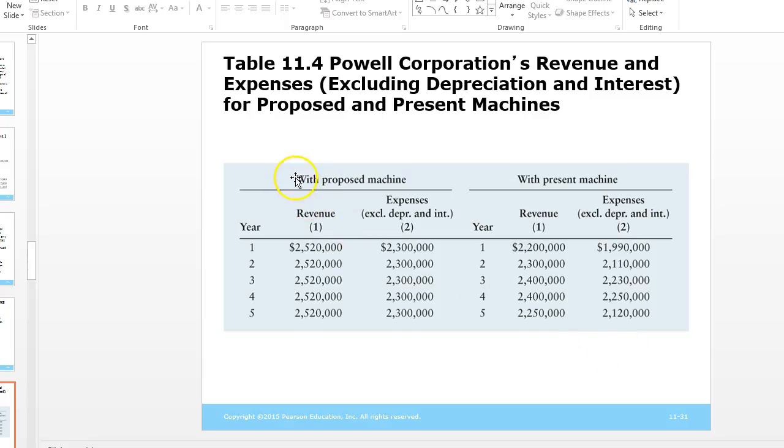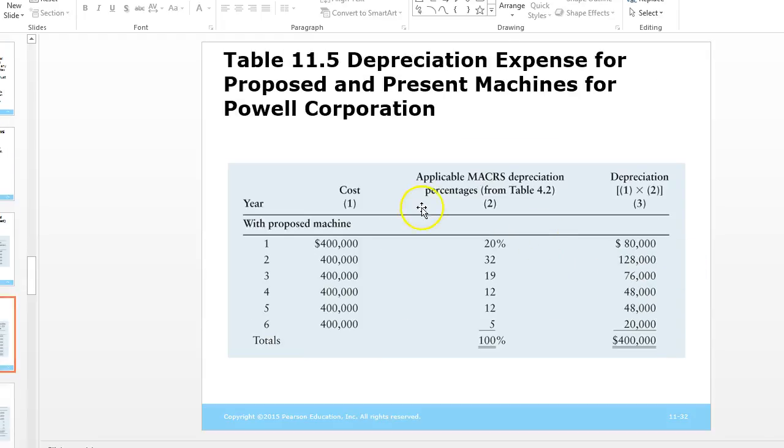And you'll notice here's the proposed machine, and here's the present machine you have. So this is the new machine you're thinking about buying, and here's the revenue you can generate, and here's the expenses associated with it, as opposed to the revenue and expenses of the old machine. And here they give you the cost of the proposed machine that you're going to buy, the new machine, and how you'll be able to depreciate that.